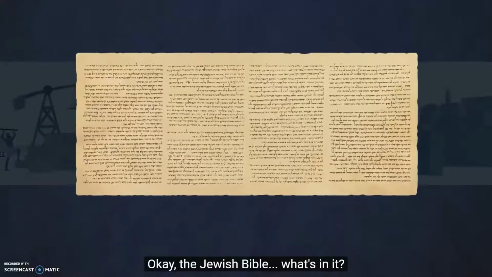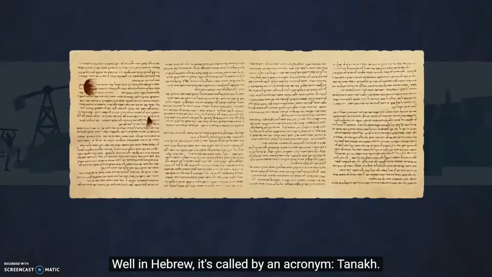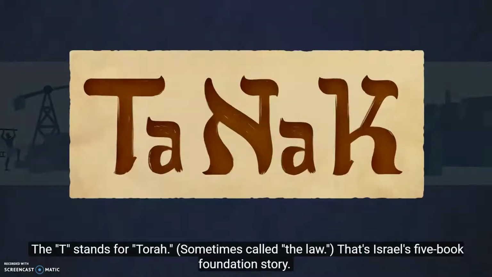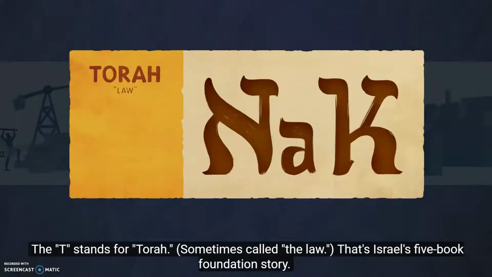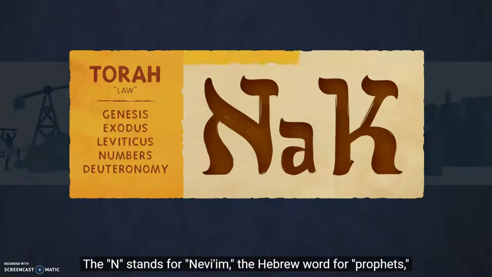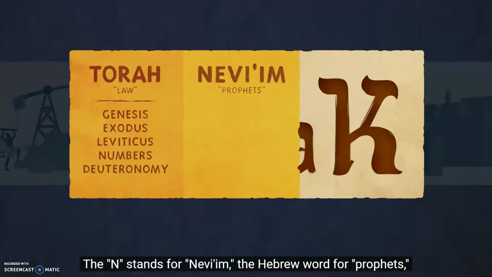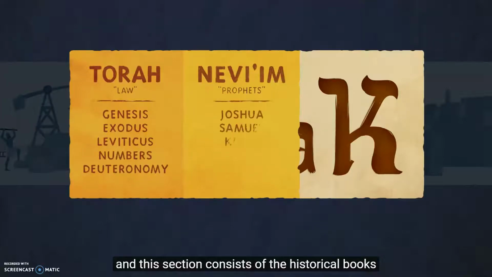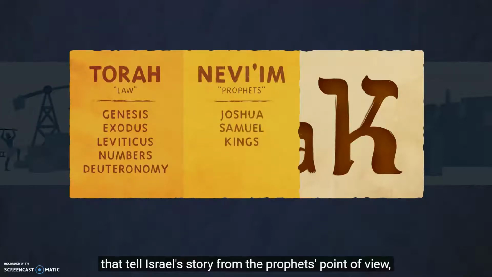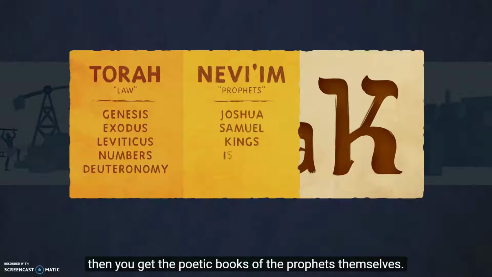Okay, the Jewish Bible. What's in it? Well, in Hebrew, it's called by an acronym, Tanakh. The T stands for Torah, sometimes called the Law. That's Israel's 5-book foundation story. The N stands for Nevi'im, the Hebrew word for prophets. And this section consists of the historical books that tell Israel's story from the prophet's point of view. Then you get the poetic books of the prophets themselves.